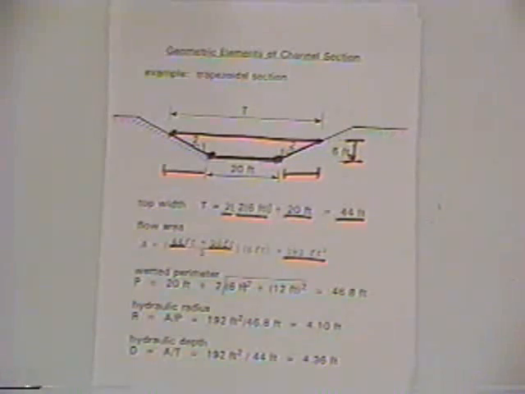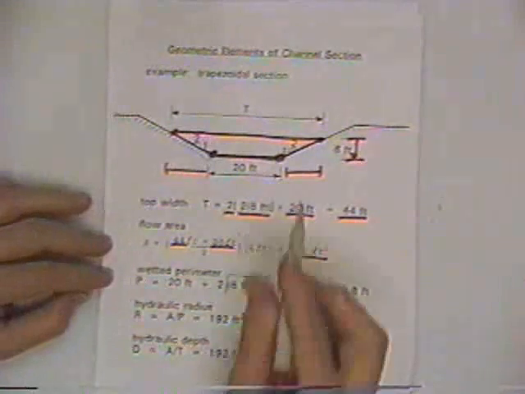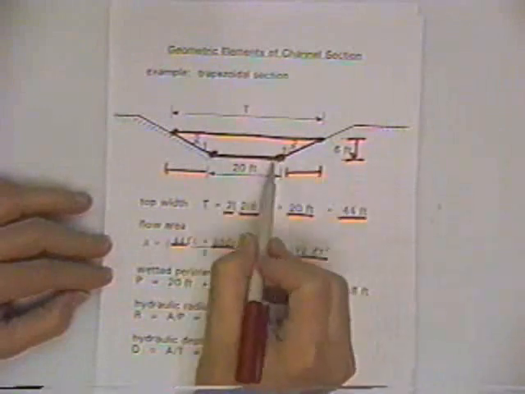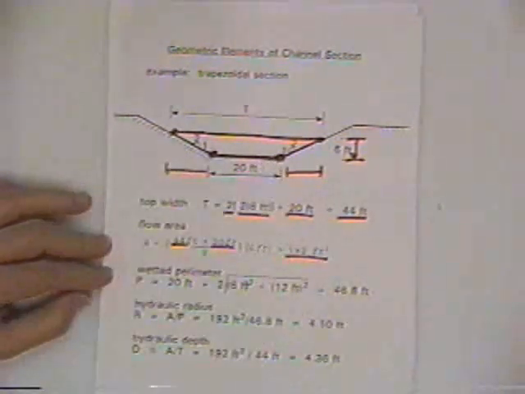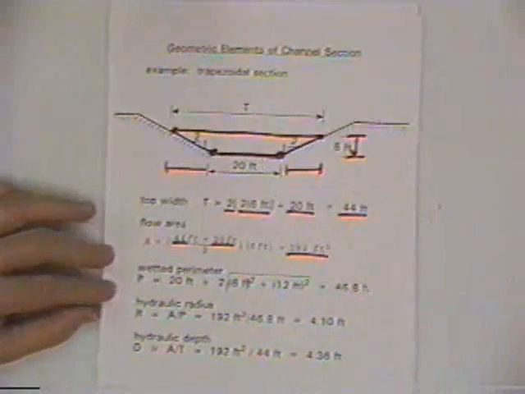As a matter of fact, the geometry is going to take us more time than actually plugging numbers into Manning's equation. The wetted perimeter, and of course it would be easier if it was a rectangle, because then it would just be the bottom width plus twice the depth. But we make it a little more complicated by using a trapezoid.